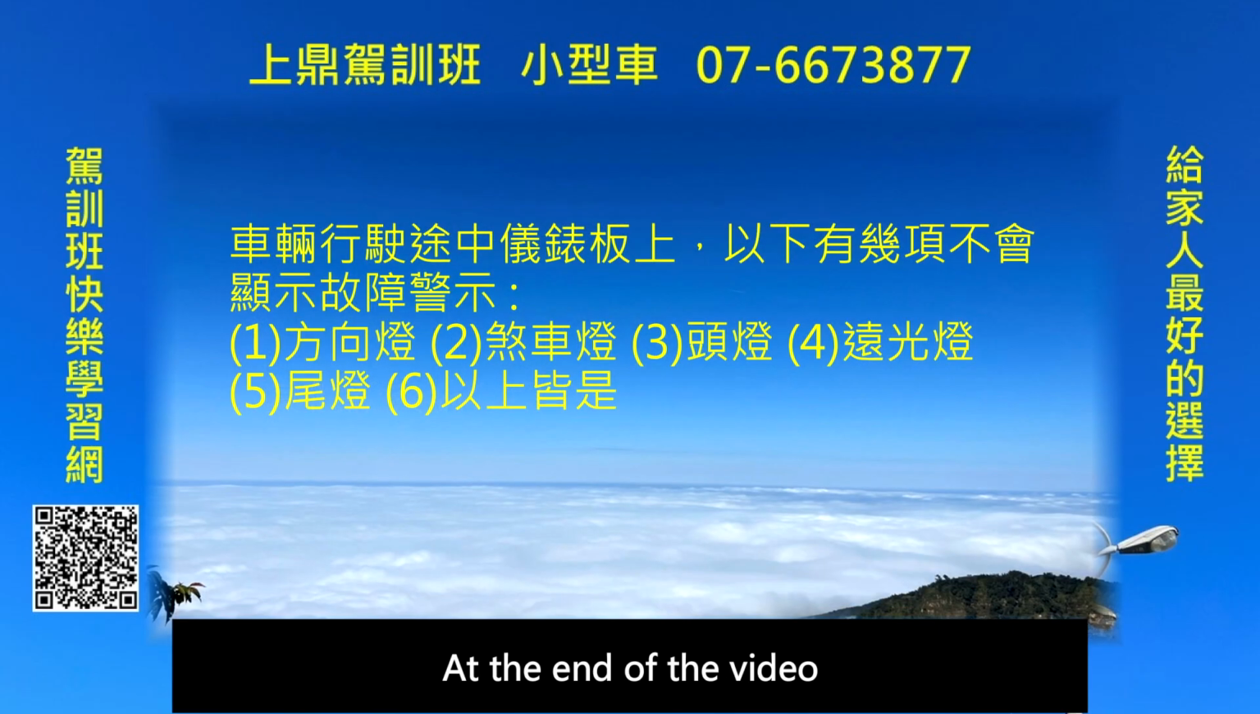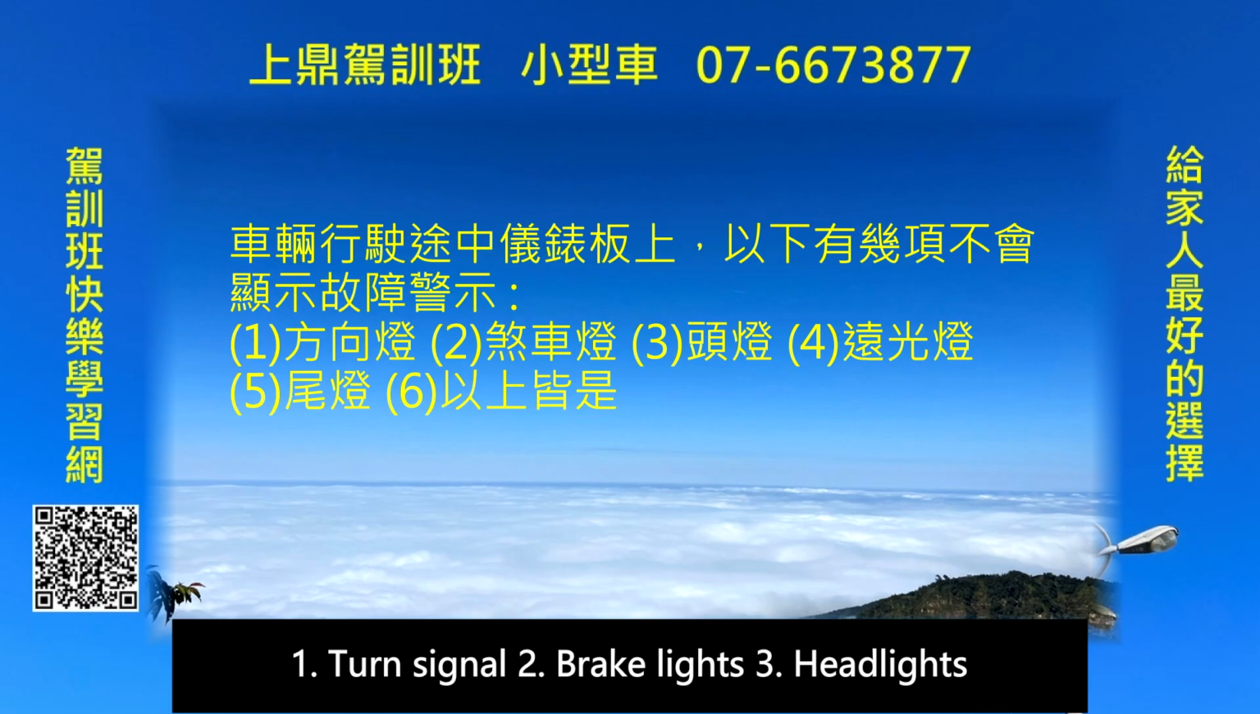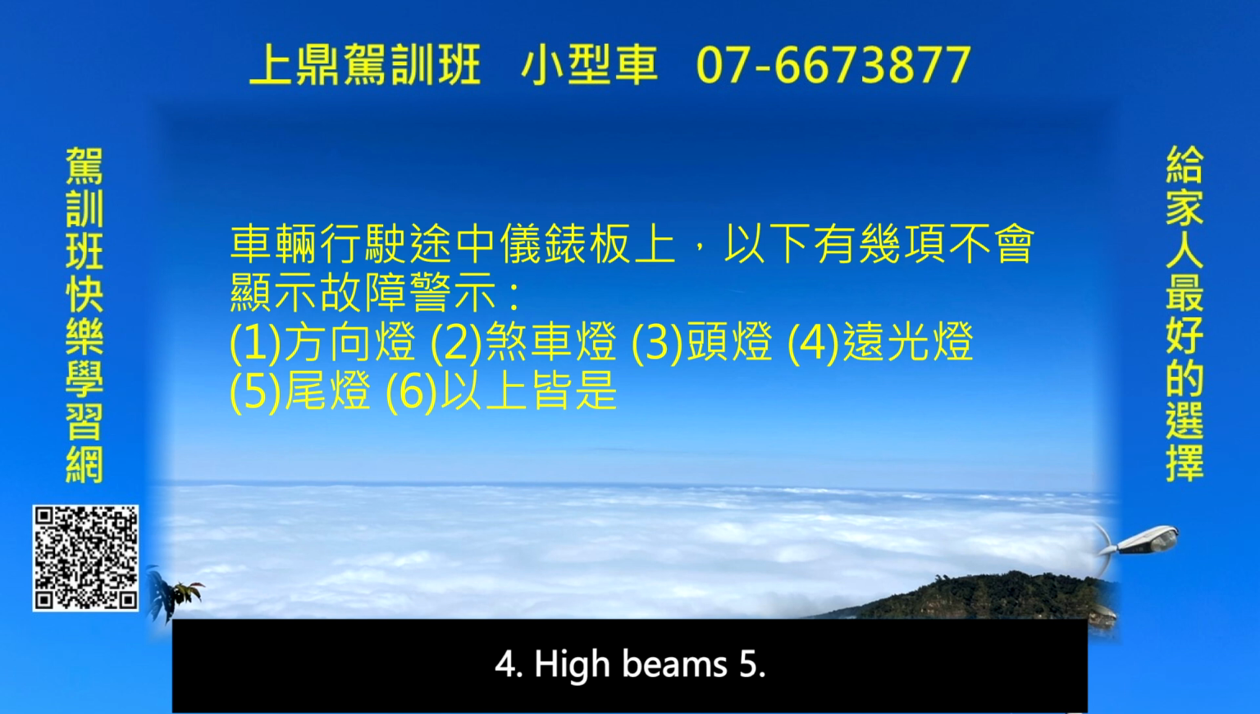At the end of the video, we would like to ask a question. While the vehicle is in motion, on the dashboard, which of the following items will not display a fault warning? 1. Turn signal. 2. Brake lights. 3. Headlights. 4. High beams. 5. Taillights. 6. All of the above.